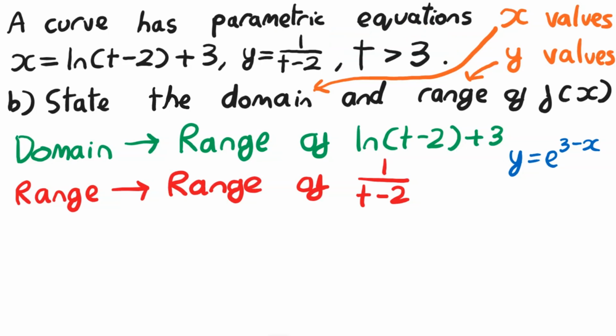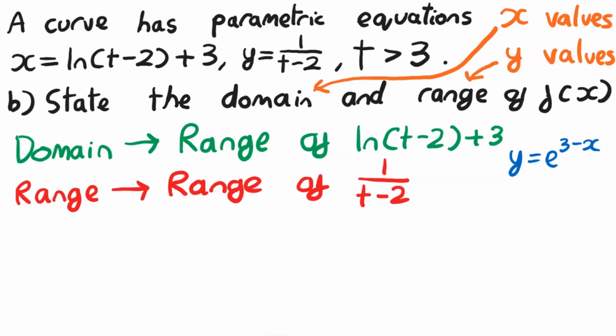Okay, so let's first consider the domain. So this is the range of values that this function here, the natural log of t minus 2 plus 3, can give out for this inequality here where t is bigger than 3. Now, for questions like this, I think it's best to zoom in as narrow as you can firstly, and then as you're going on, zoom out. So what do I mean by that?